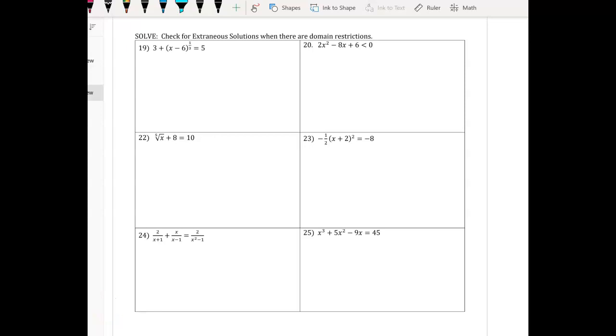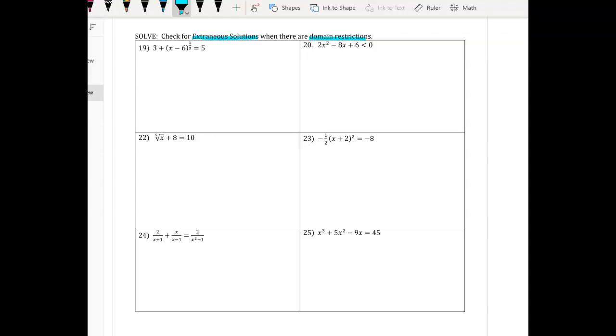All right, here is the last page for the spiral portion of the review. We're going to be solving for x. We will have to check for extraneous solutions when we see domain restrictions.